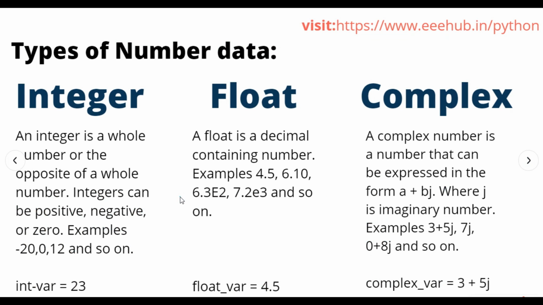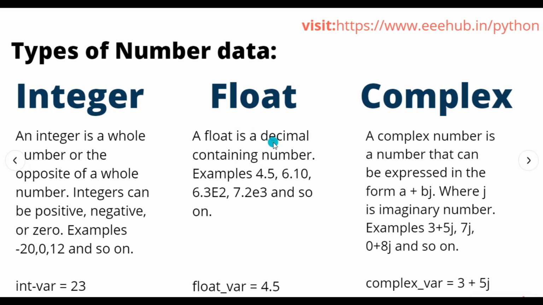So number data type is divided into three types, that is integer, float, complex. So what is an integer number? An integer is a whole number or opposite of whole number, which means any number which will be a negative or positive number, all the numbers will be an integer number. For example, minus 20, 0, 12, minus 1 and so on. So here we have created one variable which is int_var with the value 23, and this will be the integer data type.